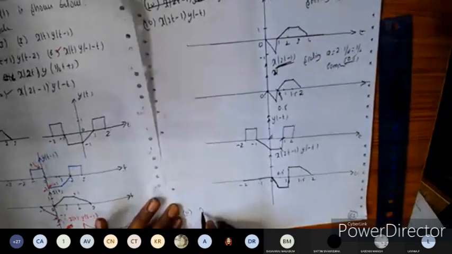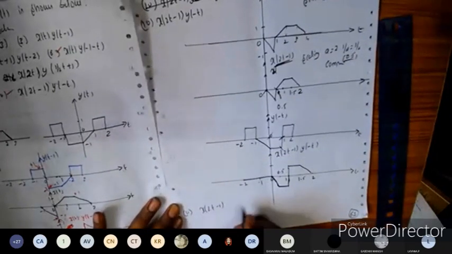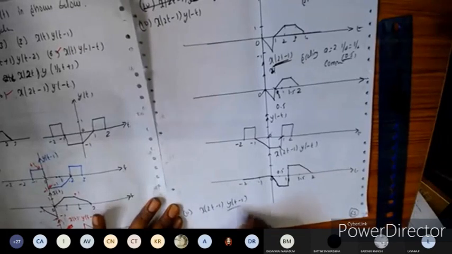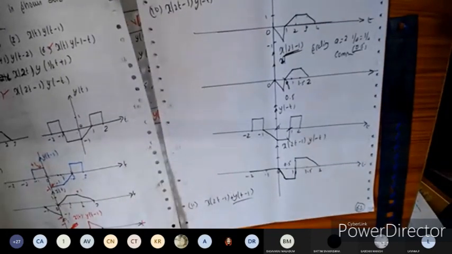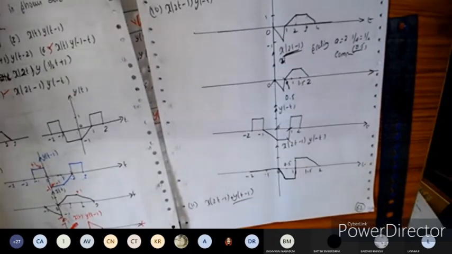So 11th problem, x of 2t minus 1 and y of t minus 1. You can add it here. X of 2t minus 1, y of t minus 1, you can add it here. So done. In the last 2 hours you are free today, no? Last 6th hour and 7th hour you are free. Because the repeated classes are there, I will take the 6th hour class. Yeah, tell me.